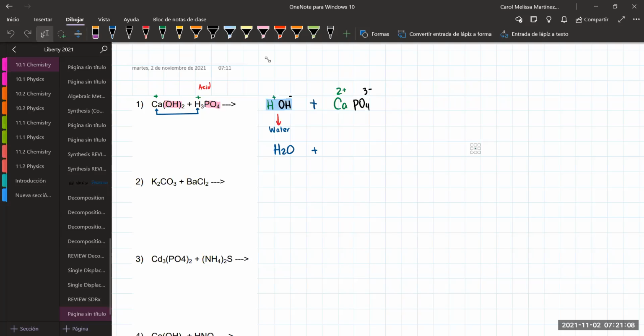So the 2 goes to phosphate to affect all phosphate, and the 3 goes to affect all calcium. So you will have calcium, the 3 that is coming from phosphate, and then you will have phosphate and the 2 that is coming from calcium.